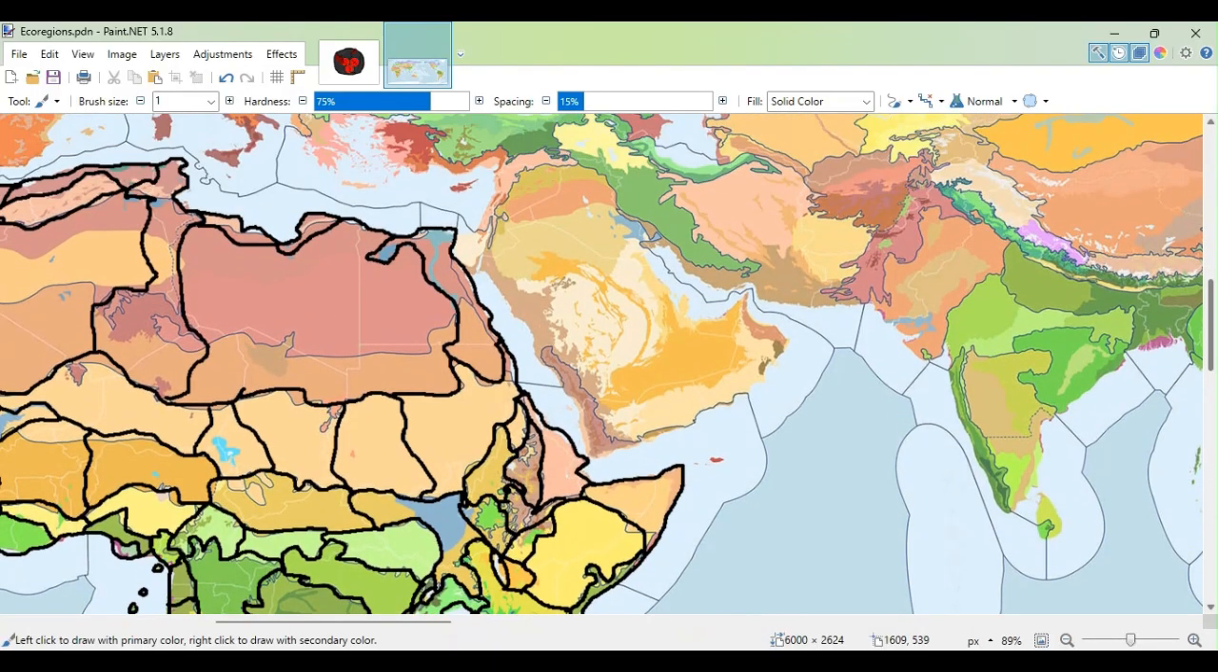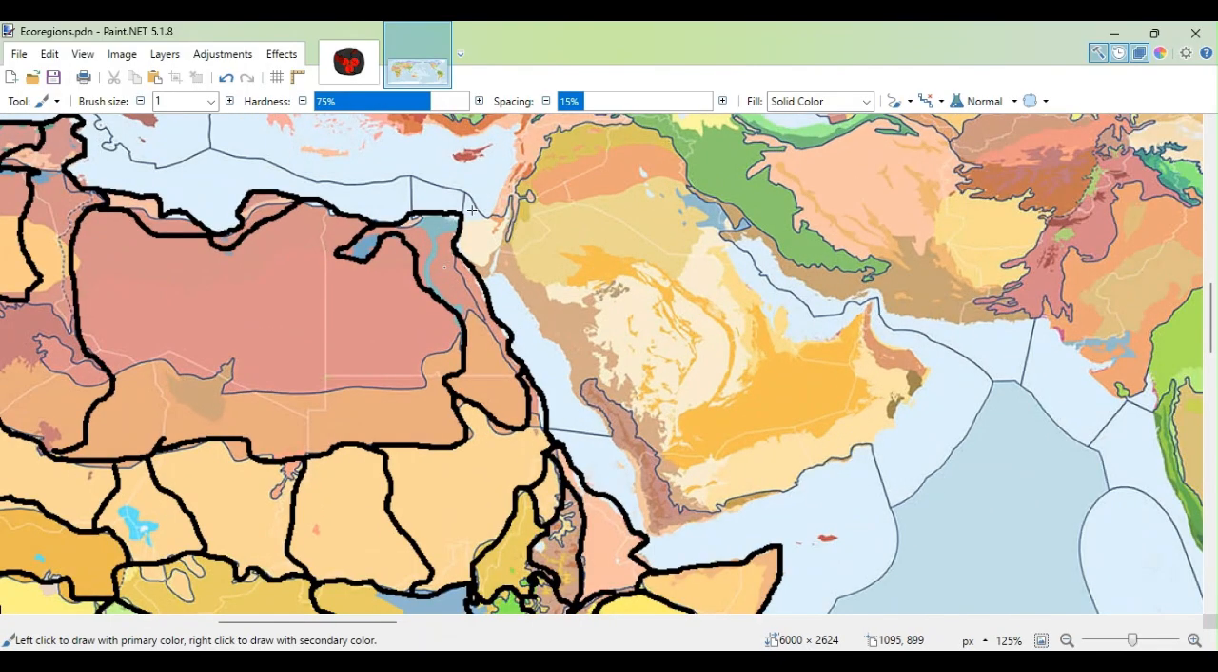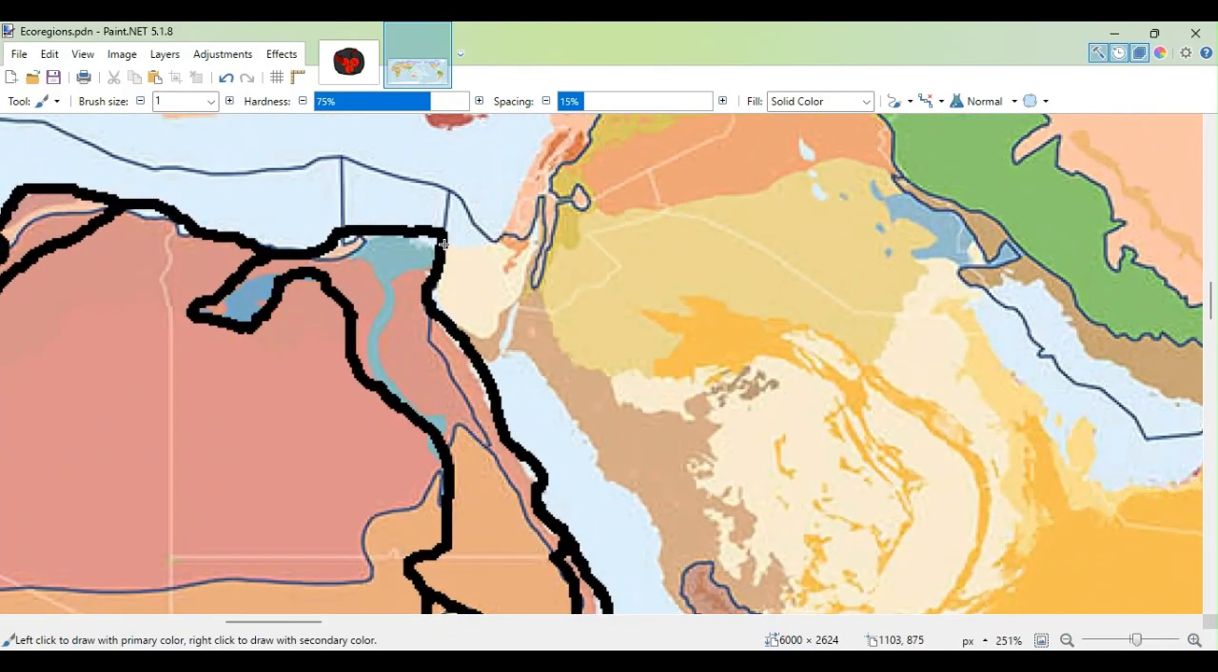And for our first one, it's the Middle East. Here is the one place where I don't think ecoregions should be the defining borders, but since I promised to do this, I'm going to do it.